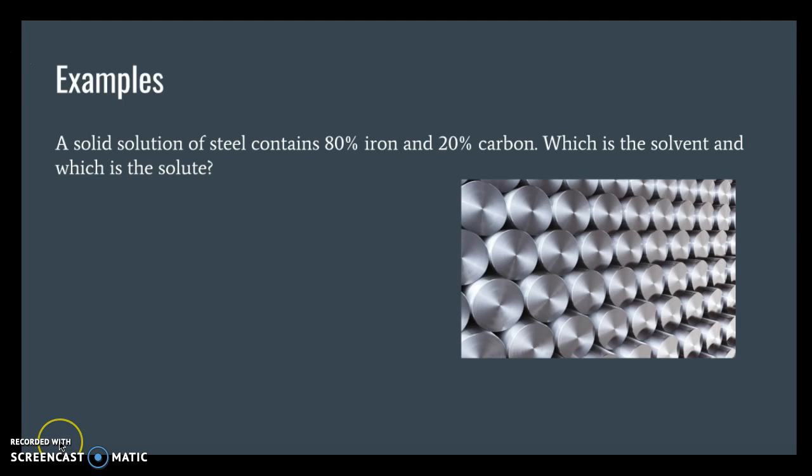Another example of solutes and solvents. A solid solution of steel contains 80% iron and 20% carbon. Which is the solvent and which is the solute? The solute is carbon because it is the smaller part of the solution. The solvent is iron because it is the largest part of the solution.